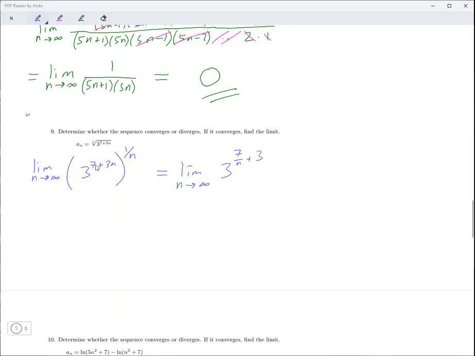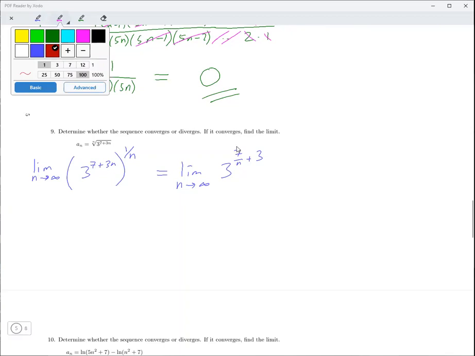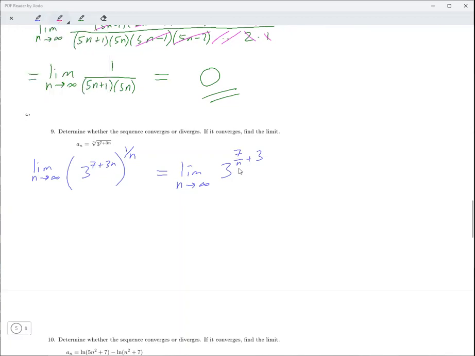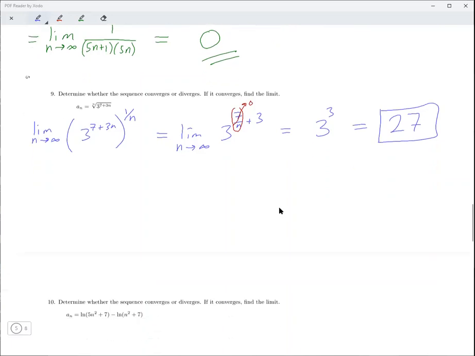Okay, so divide that by n, I get 7. Divide 3n by n, and I get 3. Now as n goes to infinity, what happens to the 7 over n? It goes to 0. See, there you go. You're catching on. So that goes to 0, and we're just left with 3 to the 3, which is 27. So great, that's the answer right there for number 9.